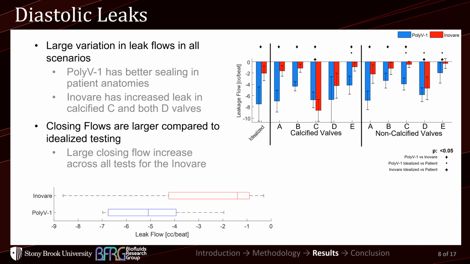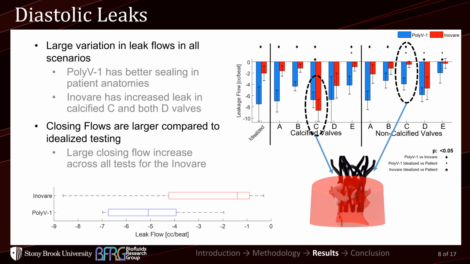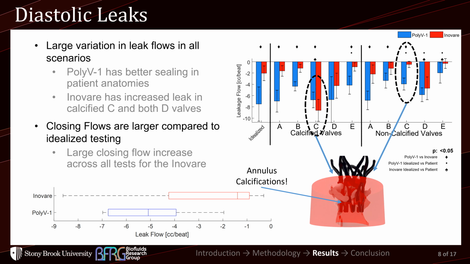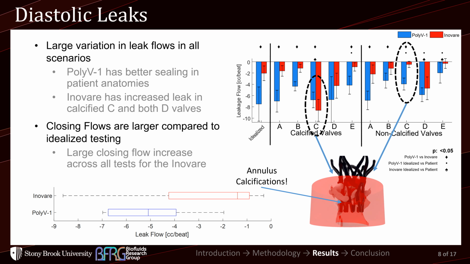But if we want to look at the distinction between the non-calcified and calcified valves, if we look at patient C, you can see that there's a great discrepancy between the calcified valves and the non-calcified. And if we look in the actual anatomy, we can see that the valve is deployed against these annular calcifications. So the leak path is actually occurring because of these annular calcifications, and we can actually show and prove that in this model.